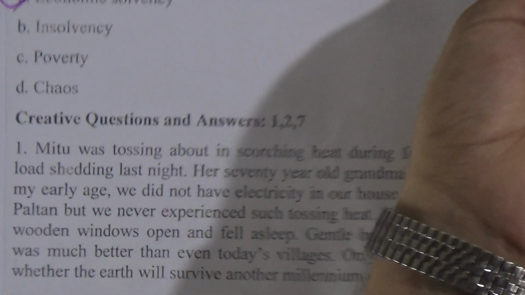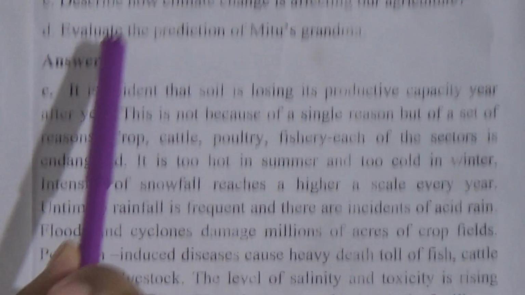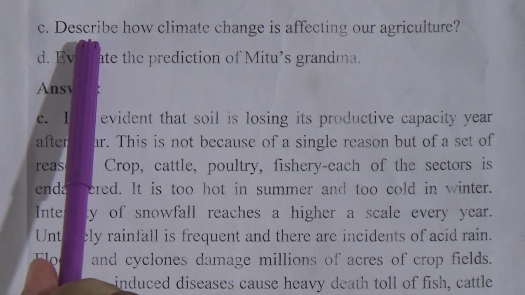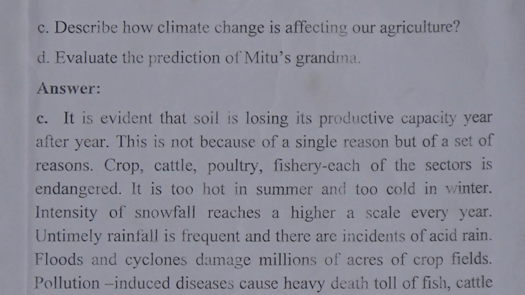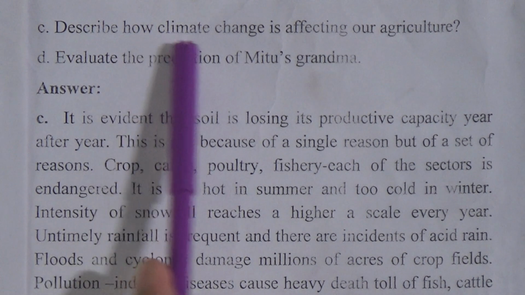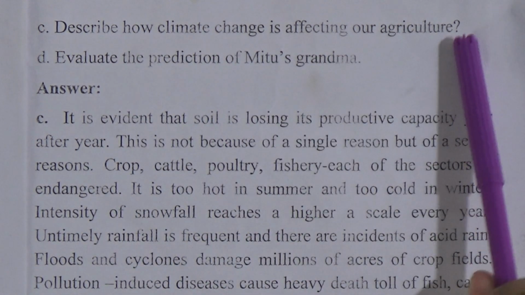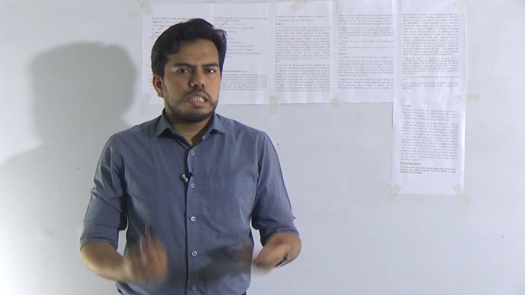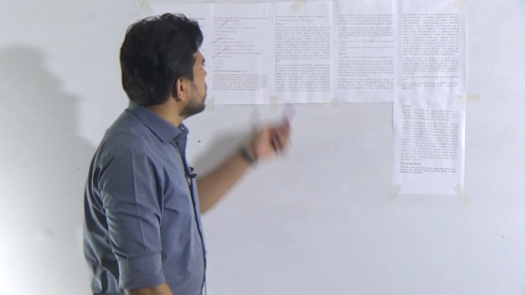Now describe questions C and D here. A and B were already discussed when we read our text. So we will discuss only the creative questions C and D. Describe how climate change is affecting our agriculture. This is the question. We know that agriculture is the most important thing to grow any types of crops. To cultivate any types of crops, we need a favorable climate. If our climate is favorable to our cultivation, then we can get a bumper yield every year. Otherwise, we will have to lose something.